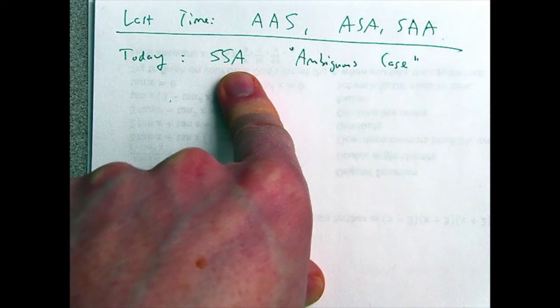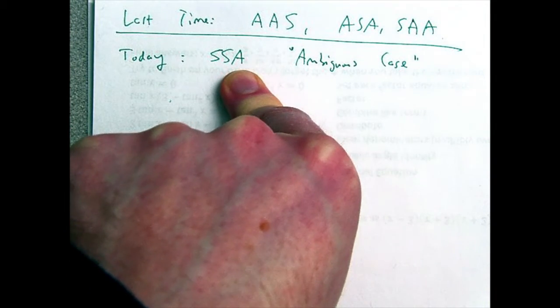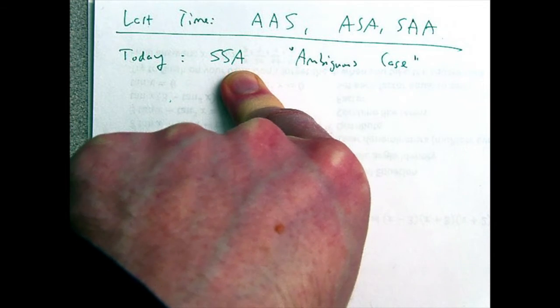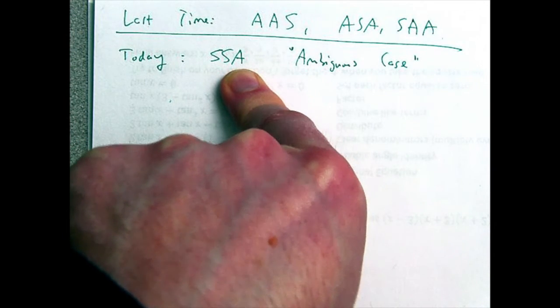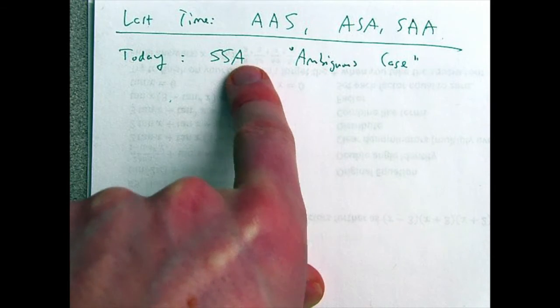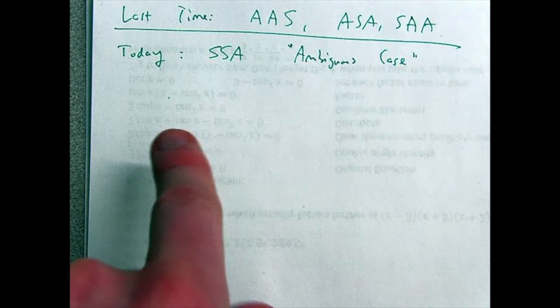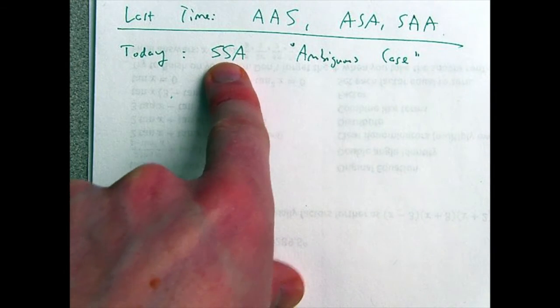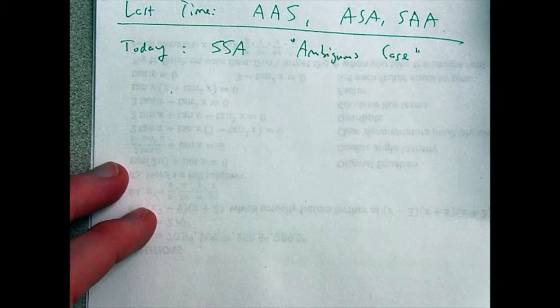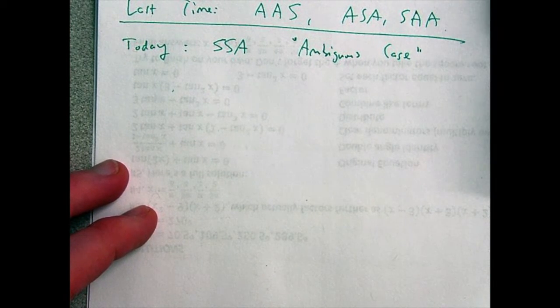So I just want to be clear about what this means. What does it mean to be given SSA data? What it means is that you're given two sides and an angle. And furthermore, the angle you're given is not the angle in between the two sides you're given. Okay? That would be SAS, which is a different phenomenon.